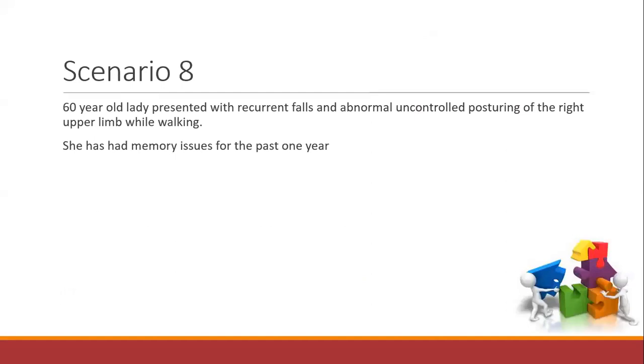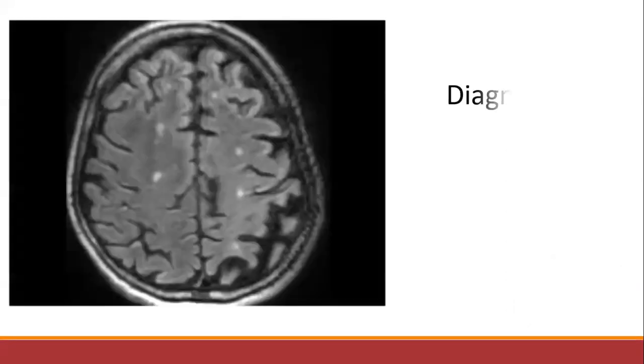Scenario 8. A 60-year-old lady presented with recurrent falls and abnormal uncontrolled posturing of the right upper limb while walking. She has had memory issues for the past 1 year. What is the diagnosis? CBD. So there are some examiners who will not like short forms. Corticobasal degeneration, parietal atrophy.